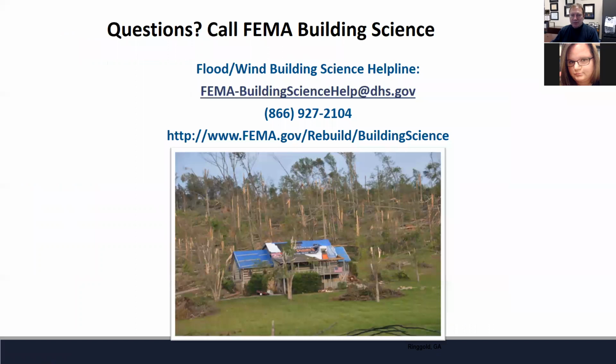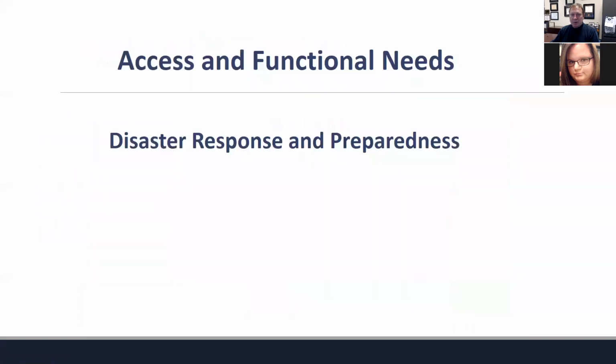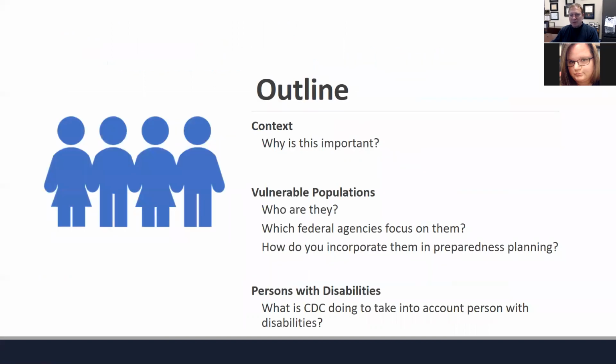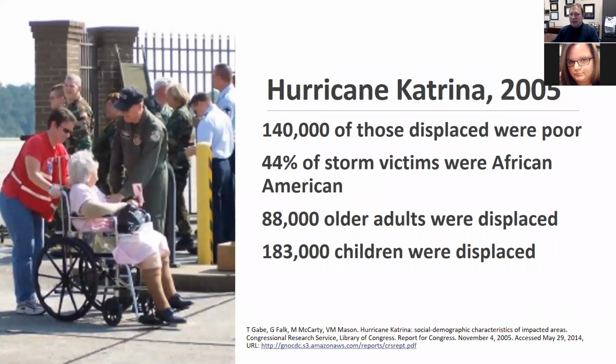What else do I want to be sure and cover? So that's pretty much the extent of it with safe rooms and tornadoes. The last thing I want to hit is just a couple of slides on access and functional needs. I'm talking about vulnerable populations. Who are the vulnerable populations? And then how do we provide access and functional needs for people during disasters?